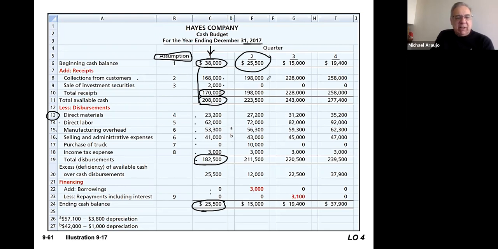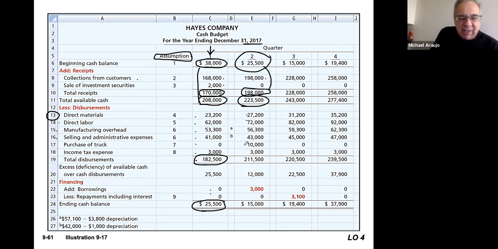They are expecting to collect $198,000 from customers. You saw how that was done. No other receipts. So they're expecting $198,000 to the $25,000 they already have. So they're going to have $223,500 of cash available in the second quarter. But as you see, their expenses have gone up.